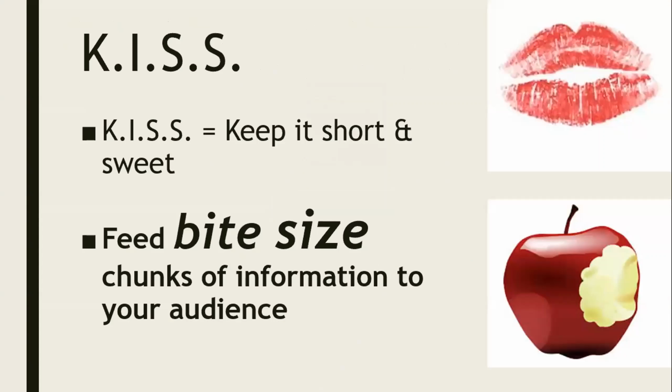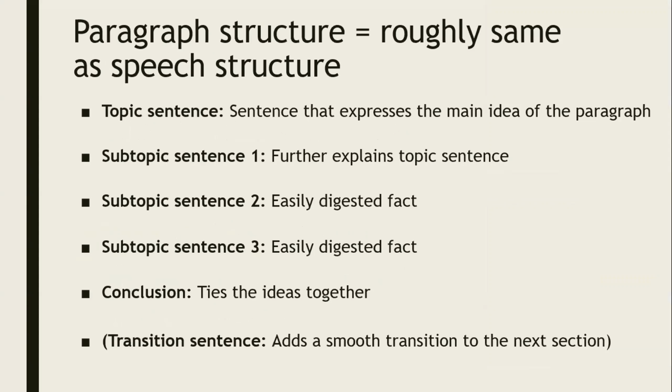When you're speaking about your poster, follow the KISS model, so keep it short and sweet. This is all about feeding bite-sized bits of information to your audience. Really, again, the key is limiting what you're saying. You're going to limit what's on your poster to the bare essentials and limit what you're saying as well. So the way you do this, that's by building on what's called topic sentences. When I'm writing an essay, I would start with a topic sentence. So that's a sentence that expresses the main idea of the paragraph.